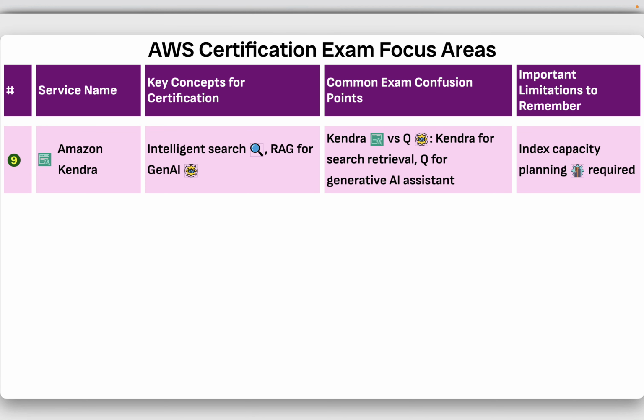Next service is Amazon Kendra. Key concepts for certification are intelligent search and RAG for generative AI. So RAG is retrieval augmented generation. Common exam confusion points are Kendra versus Q. So Kendra is for search retrieval, but Amazon Q is for generative AI assistant. An important limitation to remember is that index capacity planning is required.